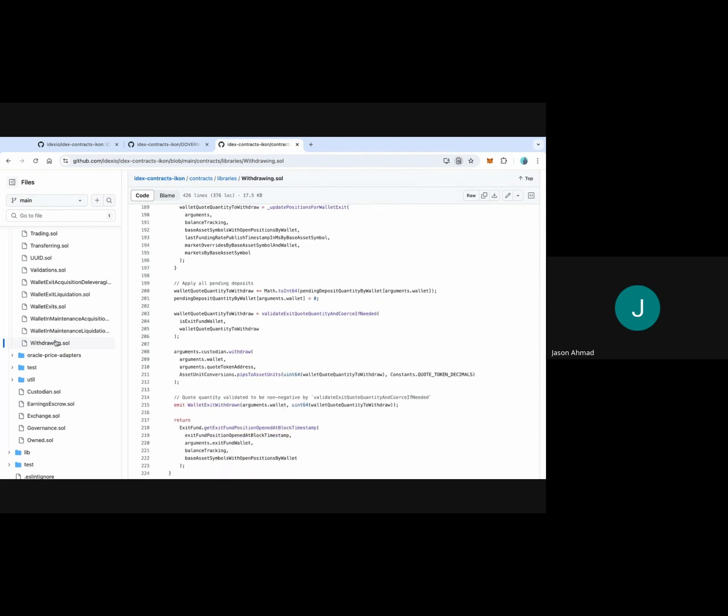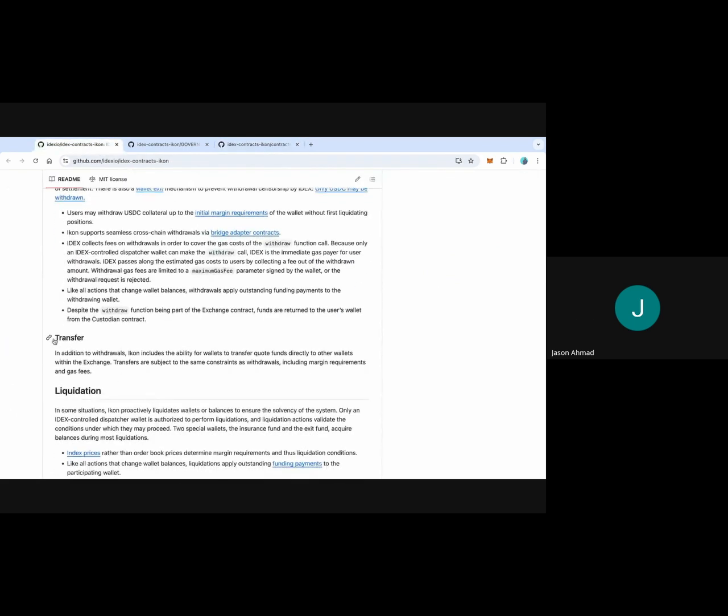All right. I should note that there is, as noted here, a transfer function built into the contracts. This works similar to withdrawals, except instead of sending funds out of the custody contract, it transfers ownership to another wallet within the contract. Those are not yet supported by the off-chain components.